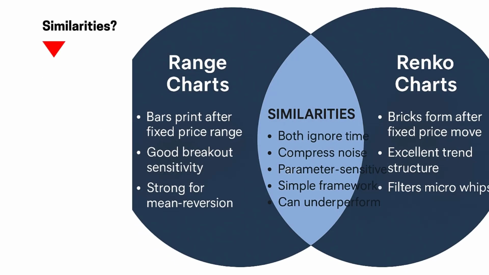So before the head-to-head, here are the big similarities. You can see in this Venn diagram the overlap. Both ignore time. Bars, bricks print only when price moves enough. Both compress noise and can improve psychology by simplifying structure. Both are parameter sensitive. Choose sizes relative to volatility and session. Both work well with a simple framework: high time frame bias plus one timing trigger plus rule-based risk. Both can underperform when missized or when regime shifts and you don't retune.